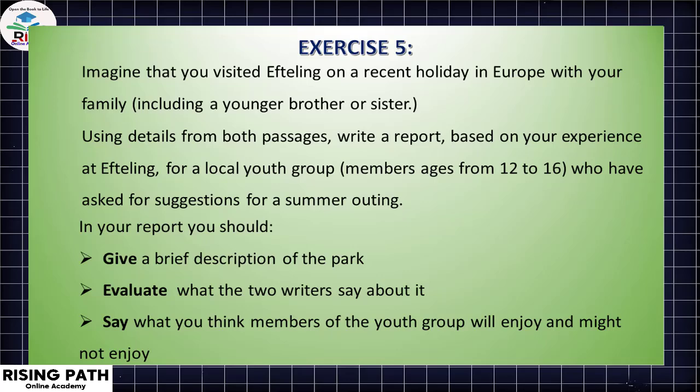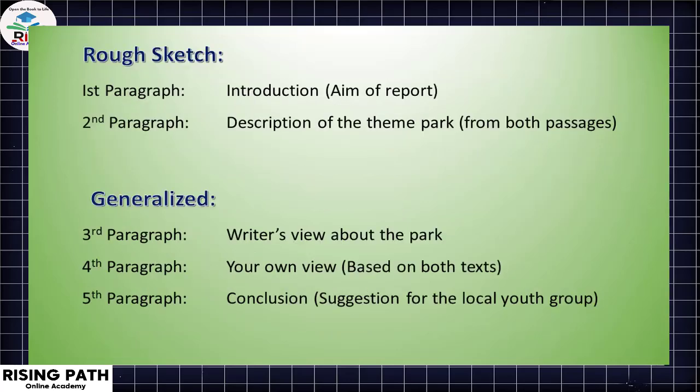Now the content points. In your report, you should, number 1, give a brief description of the park. Number 2, evaluate what the two writers say about it. Number 3, say what you think members of the youth group will enjoy and might not enjoy. Our next step is to read the two texts and underline the points for our report. And after reading the text, let's make a rough sketch.